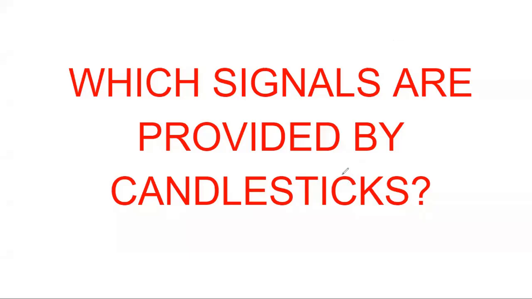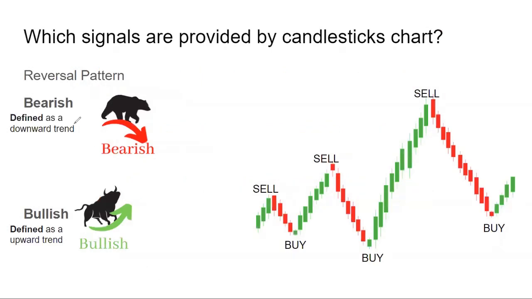In this part, I'm going to show you which signals are provided by candlesticks. Let's go over it. First of all, we need to know what bearish and bullish mean. Bearish means the market goes down, defined as a downward trend, and bullish is defined as an upward trend, the market goes up. With candlesticks, we can easily recognize the sell points and also buy points.